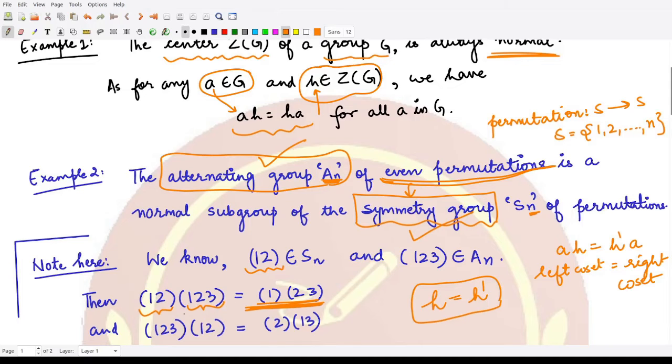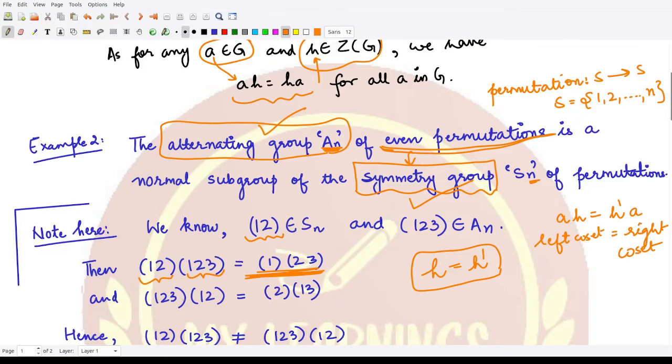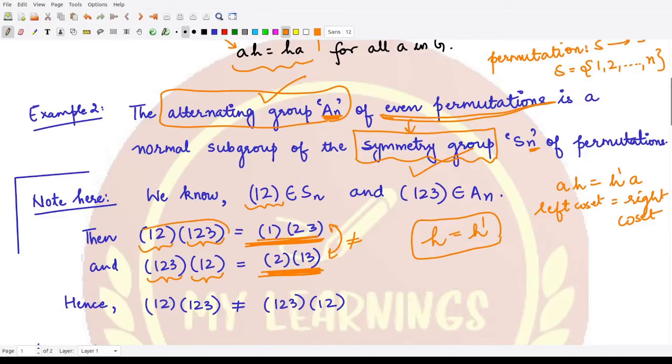Similarly, if you reverse it, that means you are checking the element for the right coset, you have this 3-cycle composed with this transposition. In that case, you have this as your result. Now you see both of them are not equal to each other.